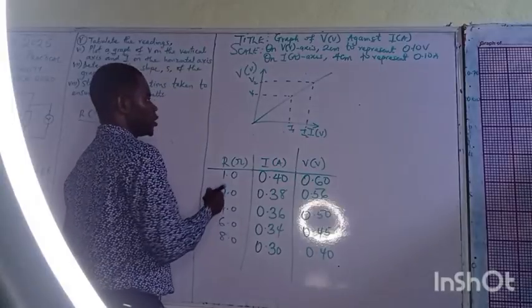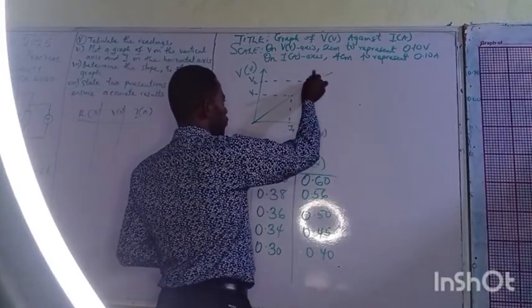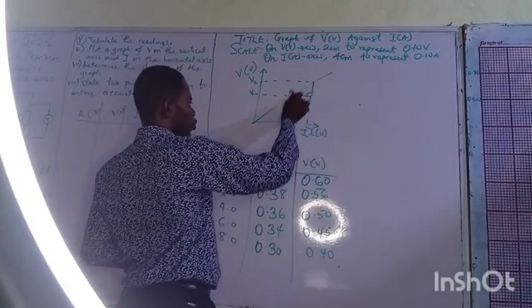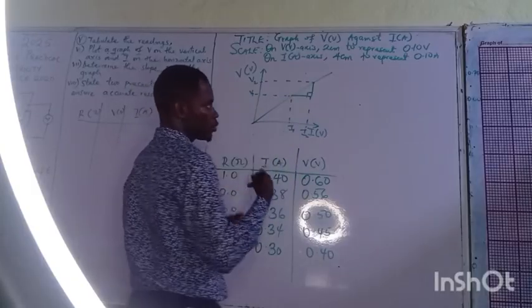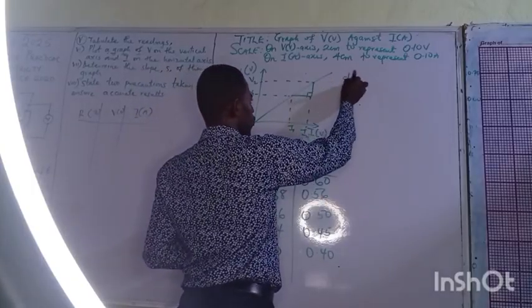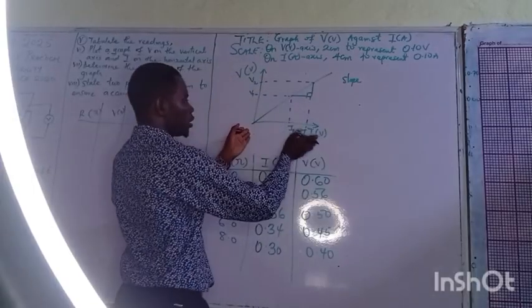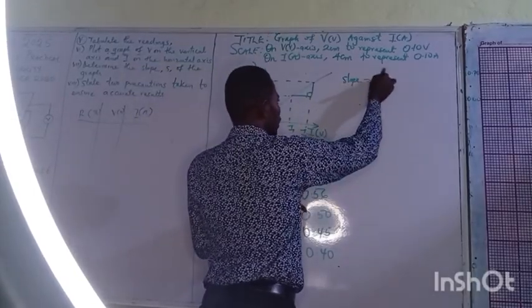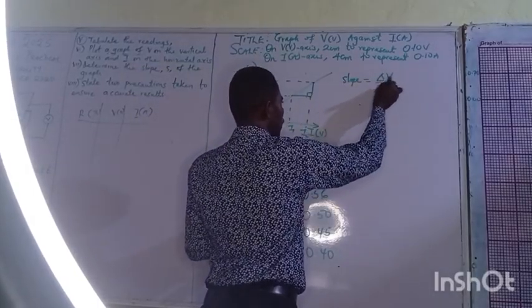Alright, at the end of the day, I will be saying my slope. I want to bring out my slope. Make sure your slope is very big for the examiner to see. So I will say my slope. You know what slope means? Change in vertical over change in horizontal. That is my change in V over my change in R.